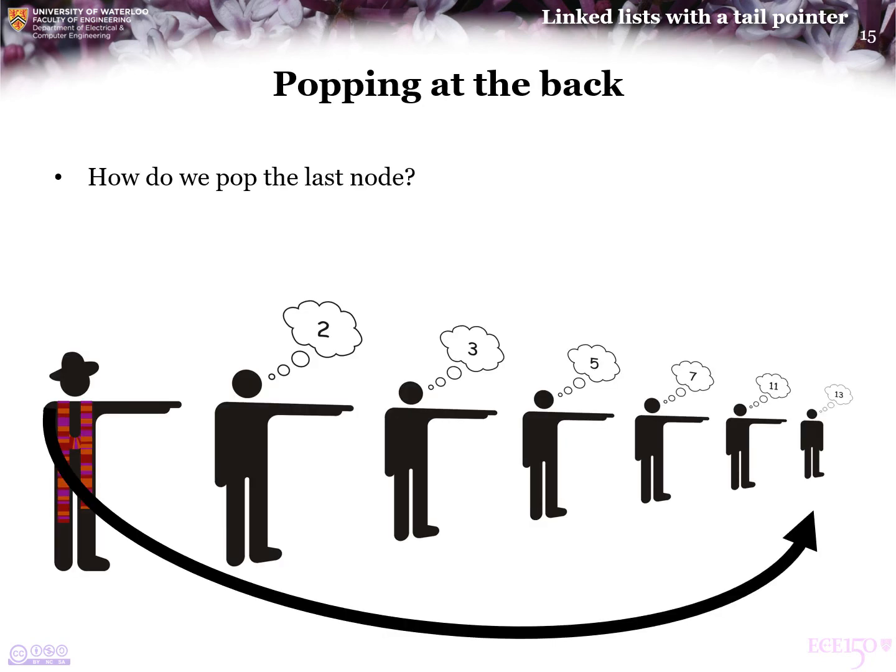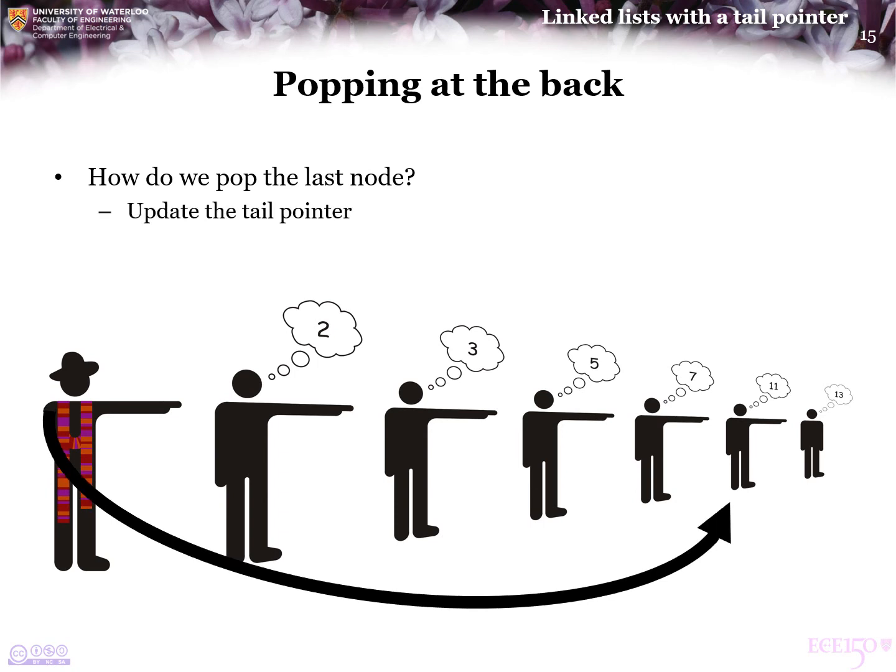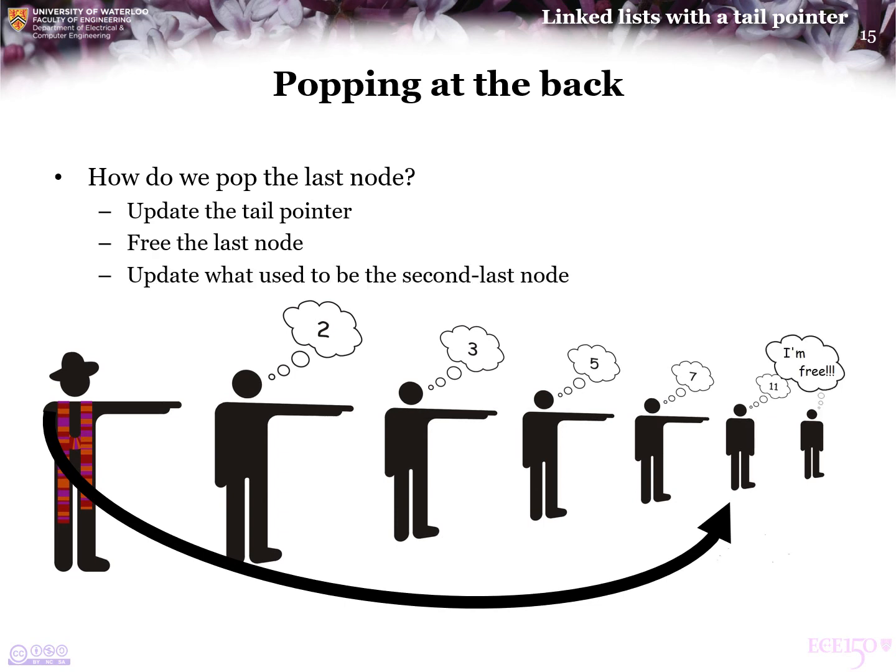Now, how could we pop the last node in this particular linked list? Well, what we could do is update the tail pointer to move the tail pointer to the second last node. Then we could free the last node or delete it, and then update what used to be the second last node to have it point to null pointer.